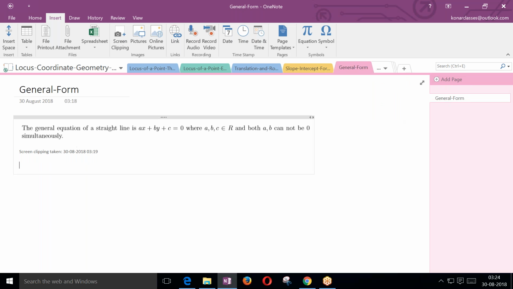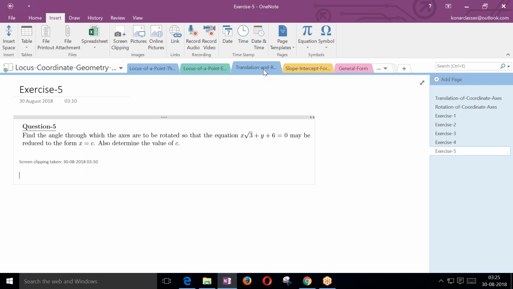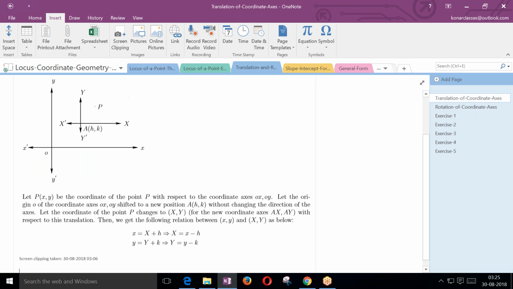Our session will last for the next 2 hours, and at any point of time, if you have any doubt, please do not hesitate to stop me, clear your doubt, and then allow me to proceed further. Okay, so let us start with the translation of coordinate axis.